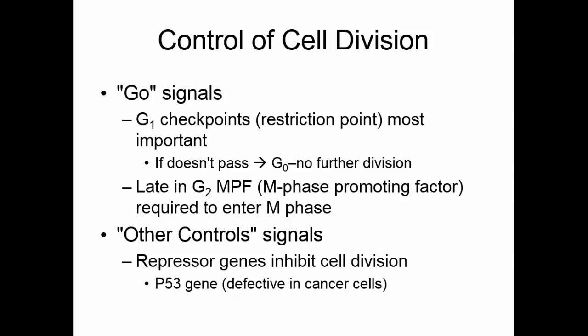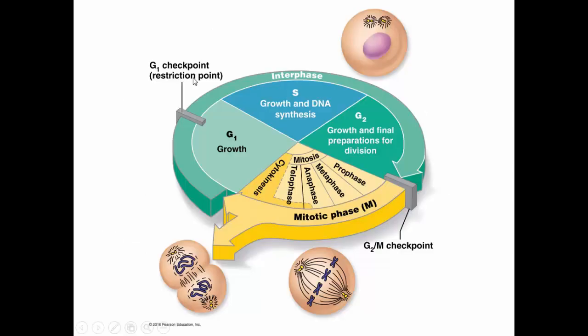In some cases of cancer, the p53 gene is defective. This is what allows cancer cells to continue to divide even though they're crowded, and they should be getting signals to not divide. So here you see the G1 restriction point, and then here is the G2/M checkpoint. Cells have to get here to enter into mitosis.